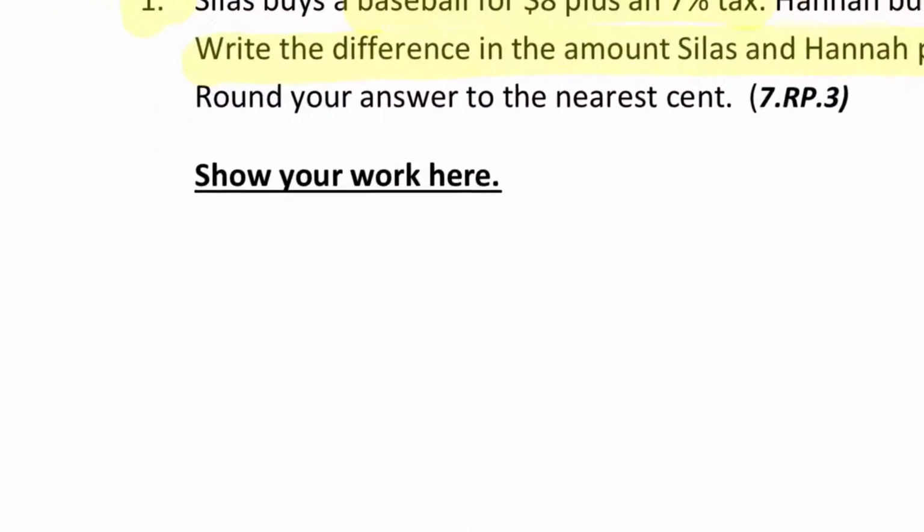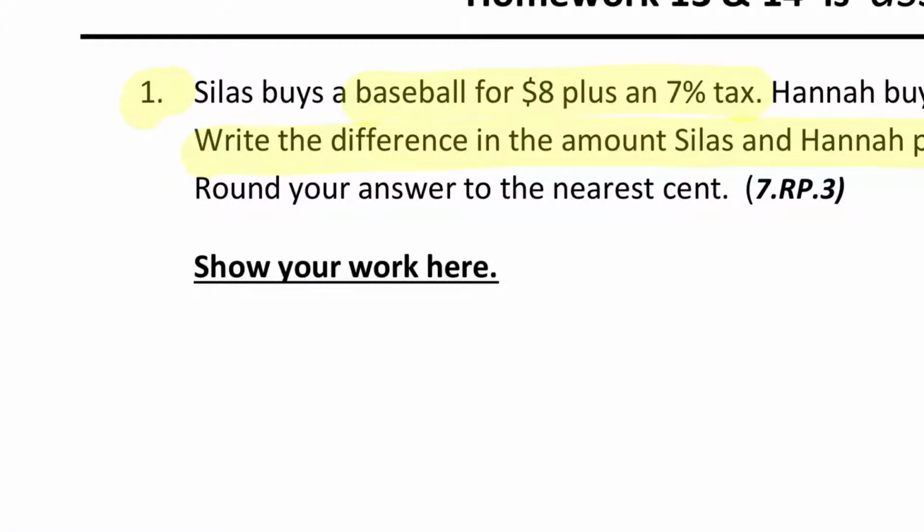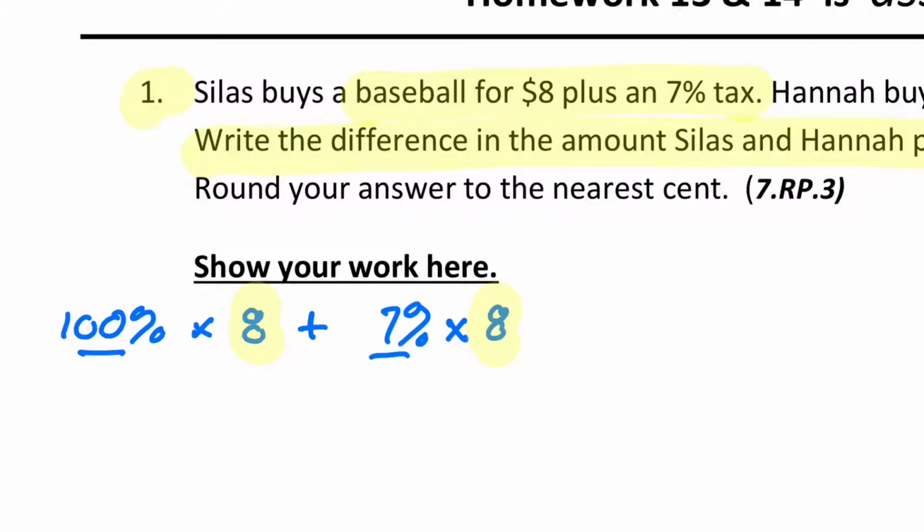I'm going to zoom in over here and talk about Silas. He pays 100% of the bill for his baseball. He pays the whole $8. Plus, he pays 7% tax. That's 7% of the price for the baseball. Right? And what we learned in class is that we can take this common factor out for a second and just add these two terms, right? So he ends up paying 107% of the common factor, 107% of 8, right?